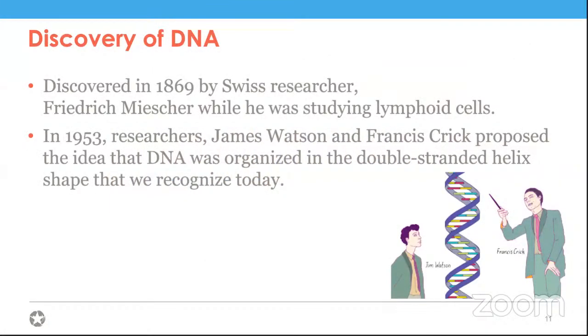DNA was discovered in 1869 by Swiss researcher Friedrich Miescher whilst he was studying lymphoid cells. In 1953, researchers James Watson and Francis Crick proposed the idea that DNA was organized in the double-stranded helix shape that we recognize today.